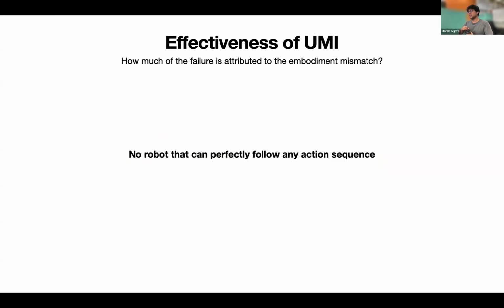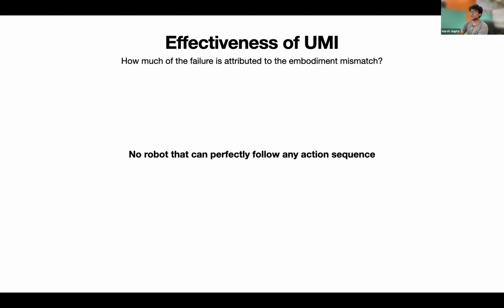It's quite difficult to attribute. And how are you supposed to even measure the effectiveness of UMI this way? How much of the failure is attributed to embodiment mismatch? In real life, I'm not aware of any robot that can perfectly follow any action sequence that a human can generate, whether very randomly or even purposefully. But that's in real life.